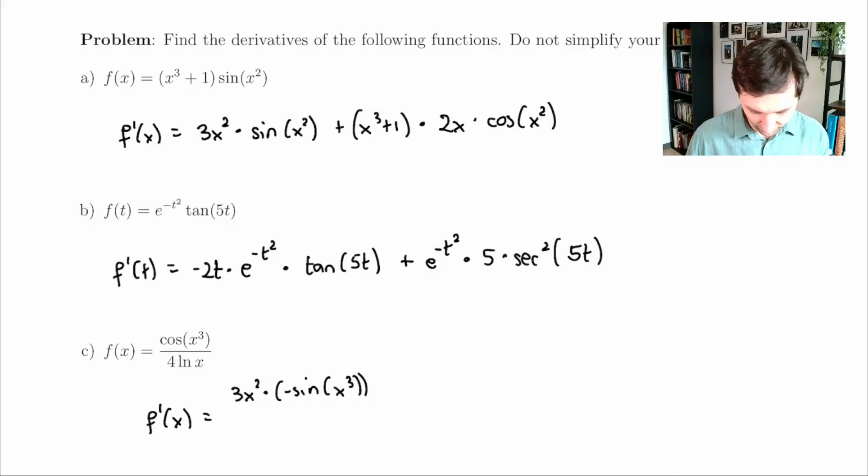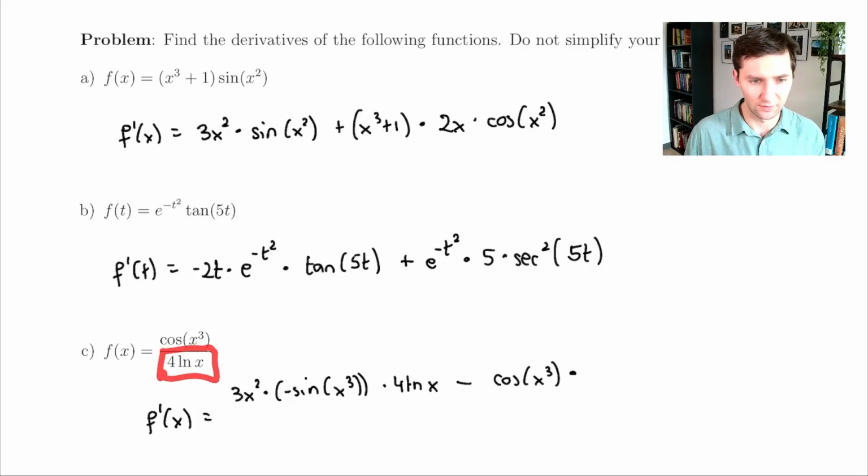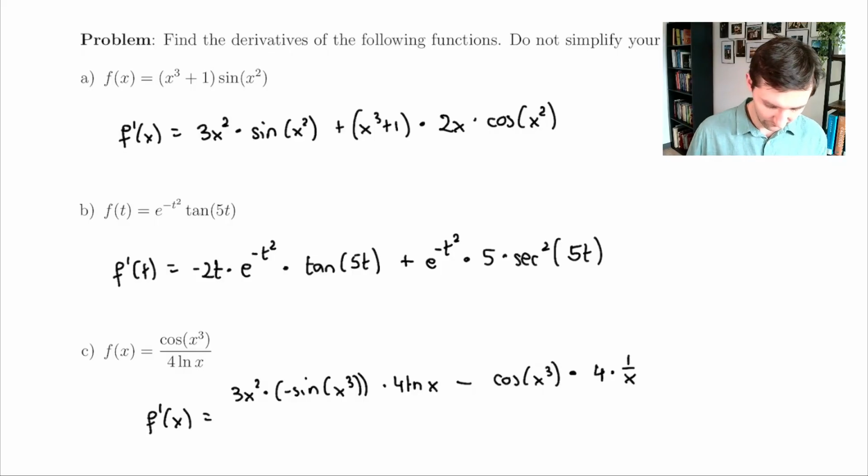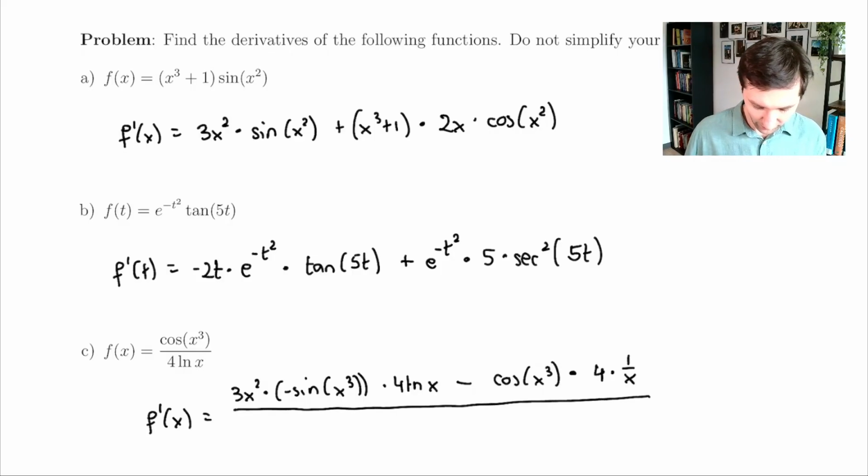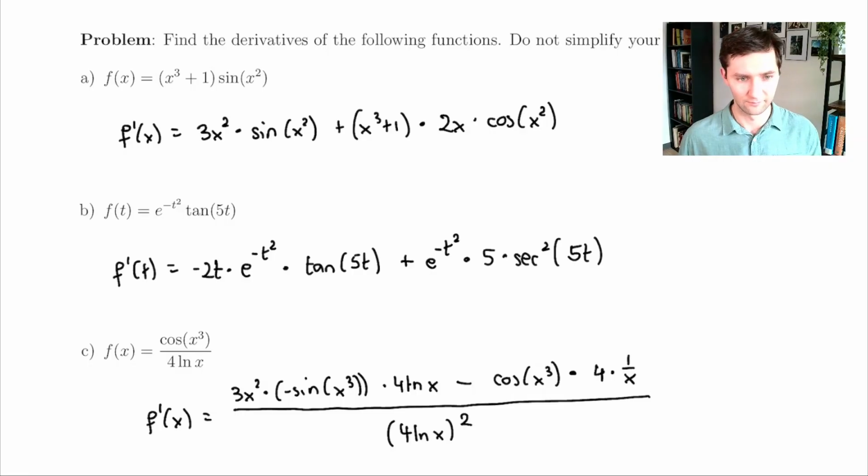I multiply it by the bottom function, 4 ln of x. And I subtract from it the top function, cosine of x to the third power, times the derivative of the bottom function. Using the constant multiple rule gives me 4 times the derivative of ln of x, which is 1 over x. Everything gets divided by the bottom function squared, which is 4 ln of x squared.